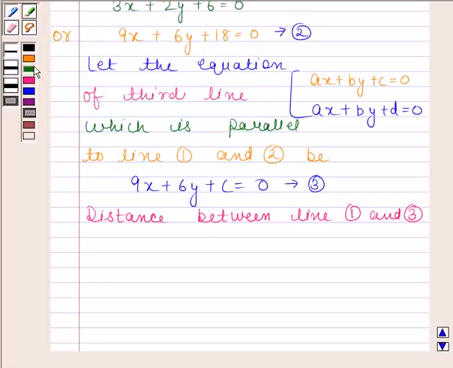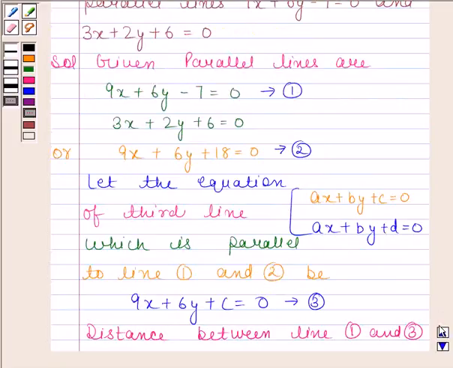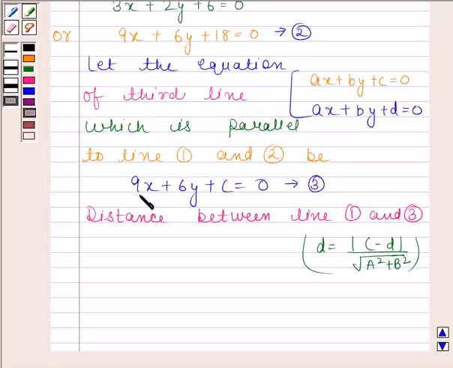We know that distance between two parallel lines whose equations are ax plus by plus c is equal to 0 and ax plus by plus d is equal to 0 is given by mod of c minus d upon square root of a square plus b square. Now here c is equal to minus 7 and d is equal to c and a is equal to 9 and b is equal to 6. So distance between line 1 and line 3 is mod of minus 7 minus c upon square root of 9 square plus 6 square.